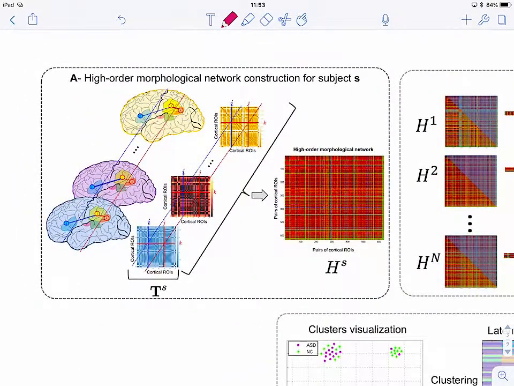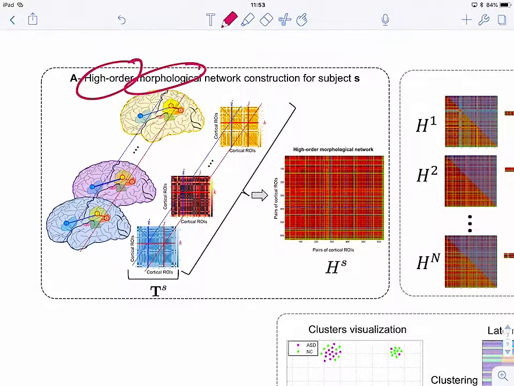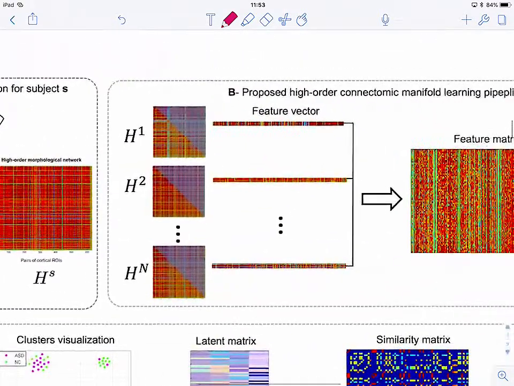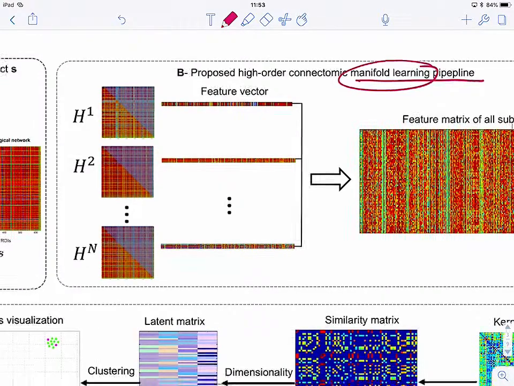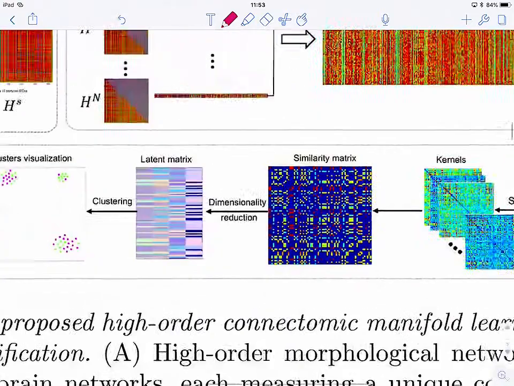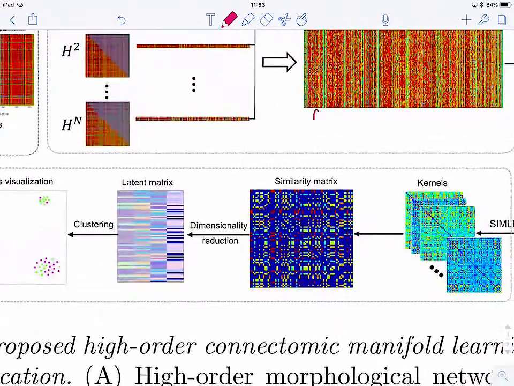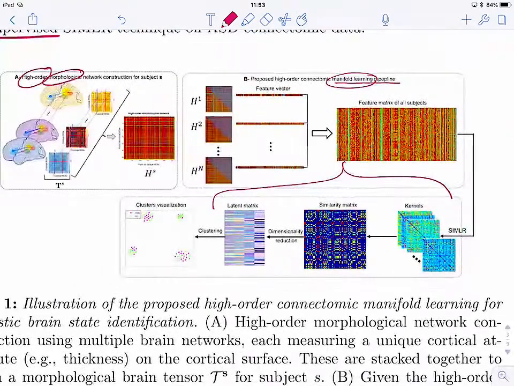So you have high order. This is the high order morphological brain networks, how we can construct them. This is the manifold unsupervised. Manifold learning is an unsupervised method, right. Then right here, we're showing the different steps of our method. So you will see this part in the method section, okay? And these are the results, okay?